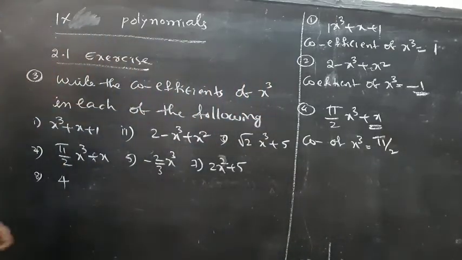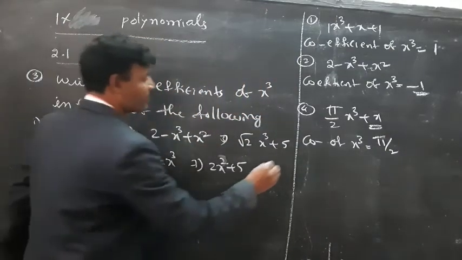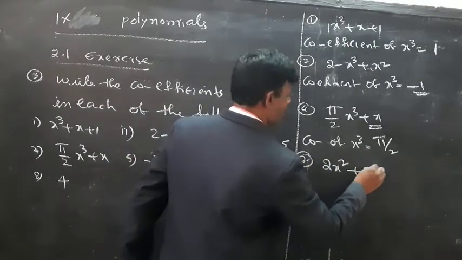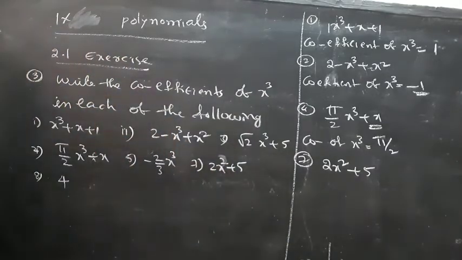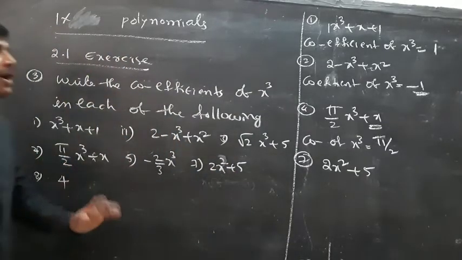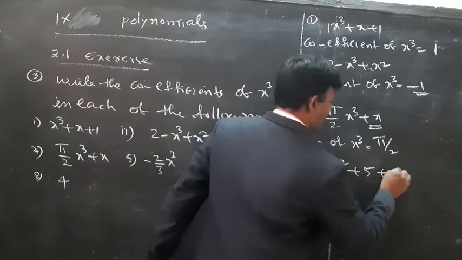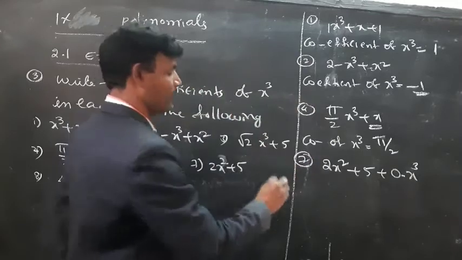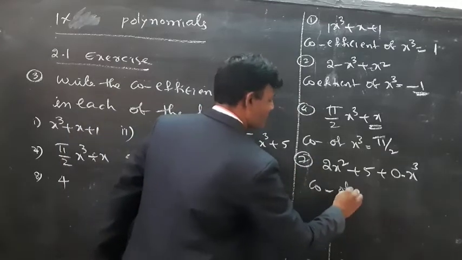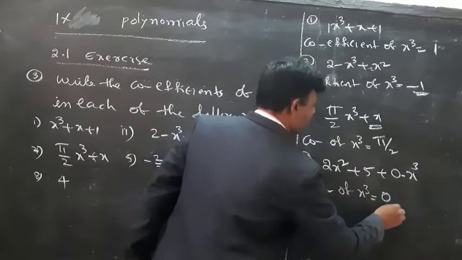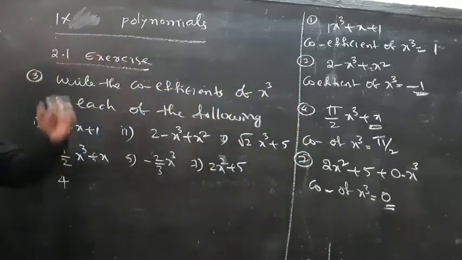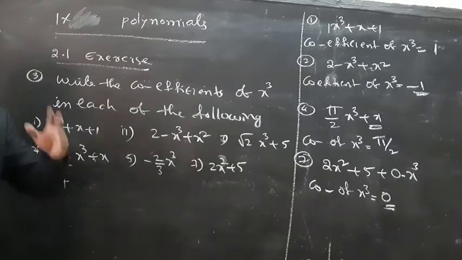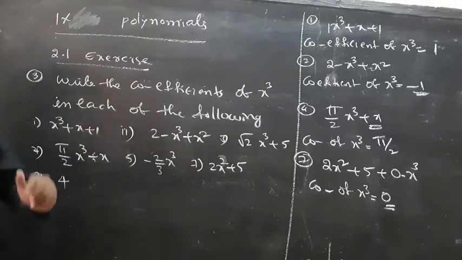Now move to the seventh question. What about the seventh question? 2x square plus 5. In this, the x cube term is not there. So I am writing it like this: 0 into x cube. So here the coefficient of x cube is equal to 0. Why? Because in the given polynomial the x cube term is not there, so we can take it as 0, because we can write it as 0 into x cube.